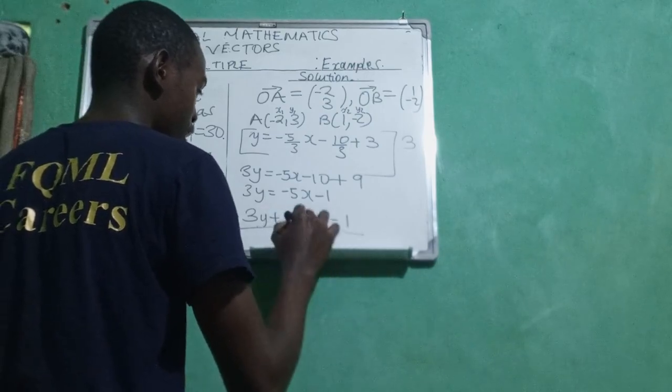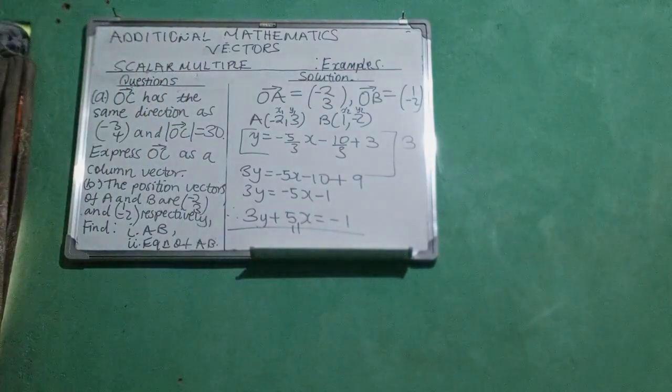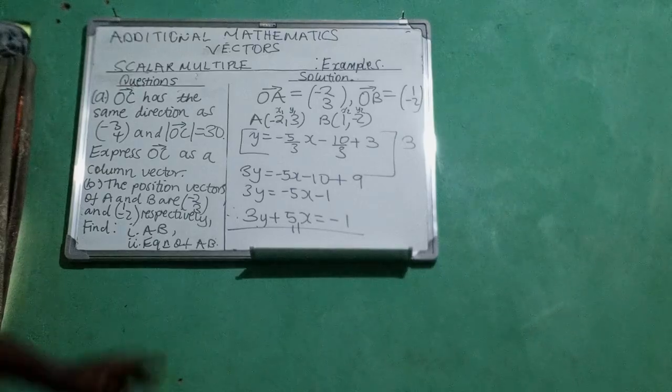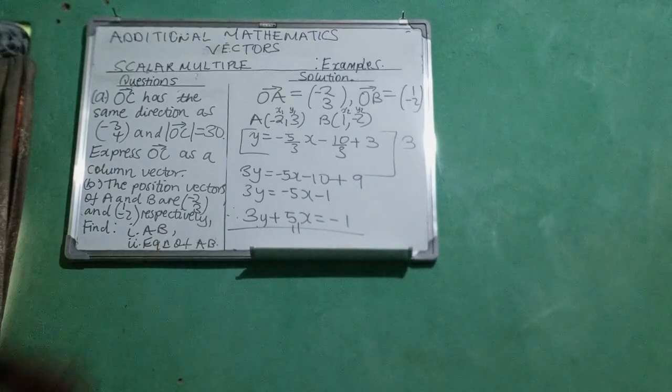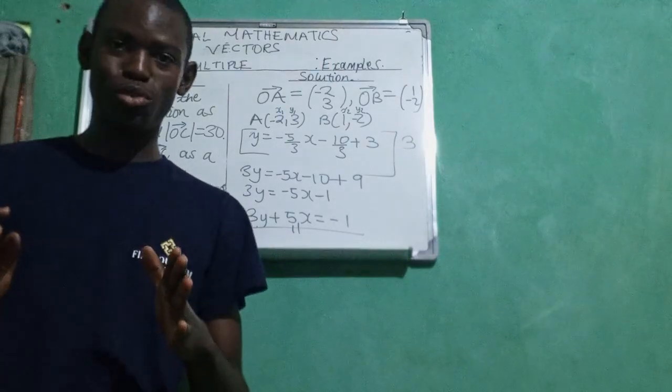You conclude like that. Therefore we have found the equation of AB and we have found what AB is.